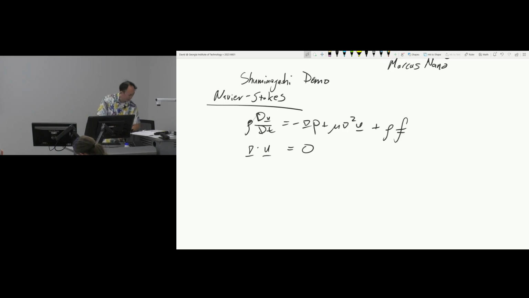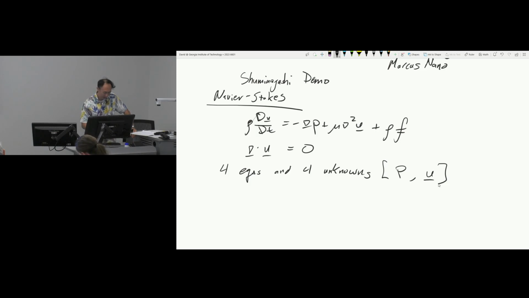Okay. Now, you have 4 equations and 4 unknowns. The 4 equations, because that top equation is 3-dimensional, so x, y, and z are independent. And the 4 unknowns are basically pressure and velocity. And because velocity has 3 components, that's why it's 4 unknowns. So to solve, you need the boundary conditions. And I think you all did this, well, most of you did this in college. Solve, need the boundary conditions.